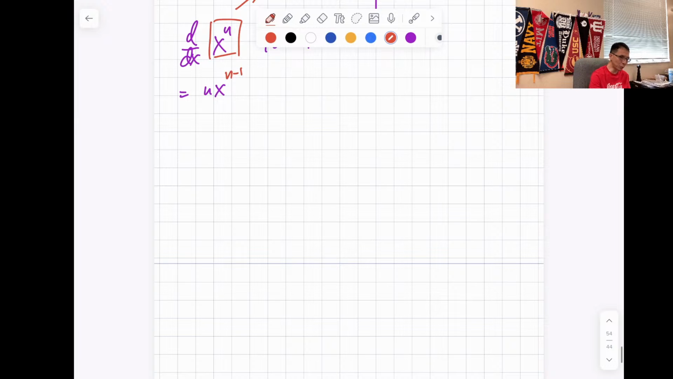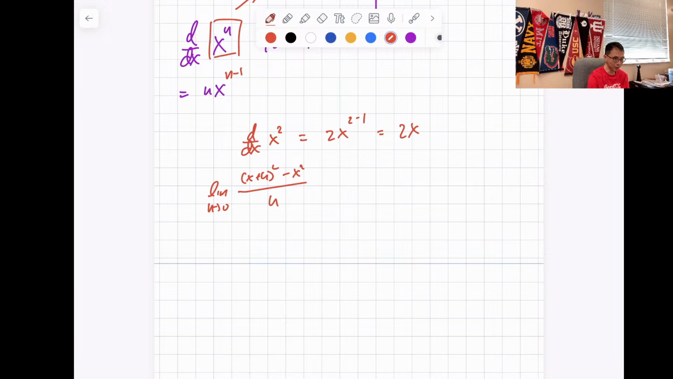So let me show you: what's the derivative of x squared? It's just 2x, right? It's 2x to the 2 minus 1, so it'll be 2x. Now imagine if I were to use the definition of derivative. It's going to be a lot of work, right? The limit as h goes to 0 of (x plus h) squared minus x squared over h, and that's equal to the limit as h goes to 0. So much writing. x squared plus 2hx... which you have to do tomorrow.